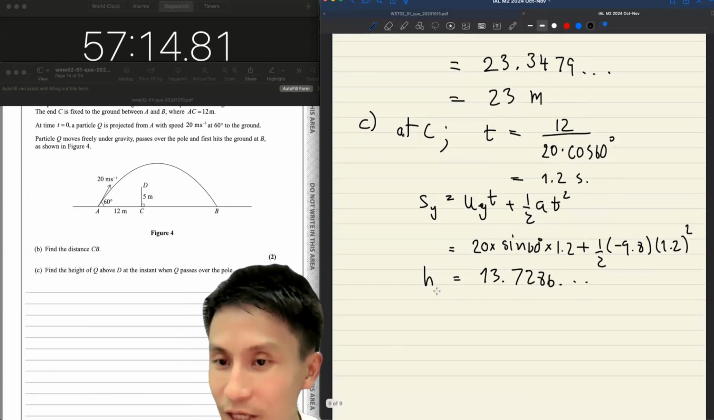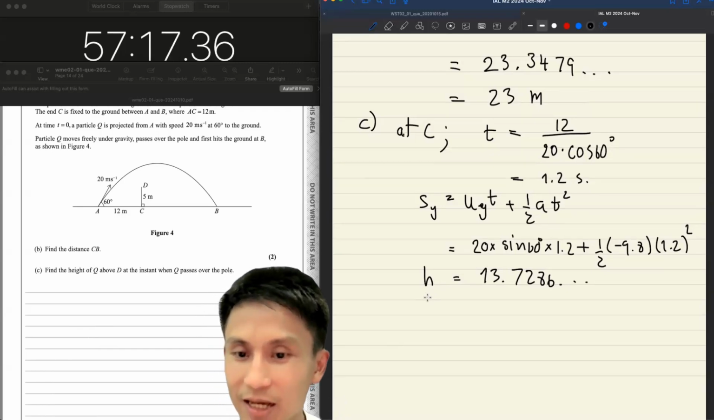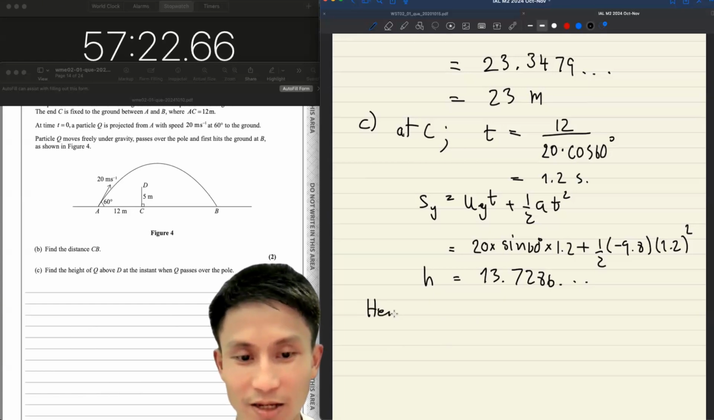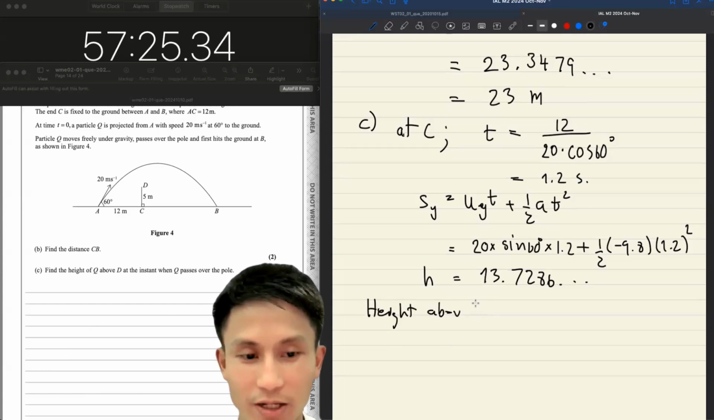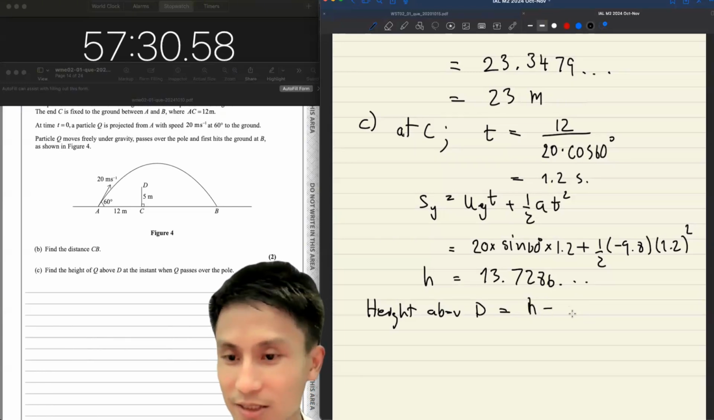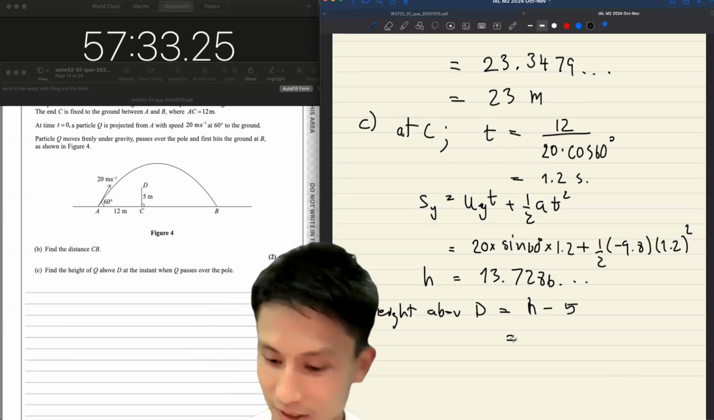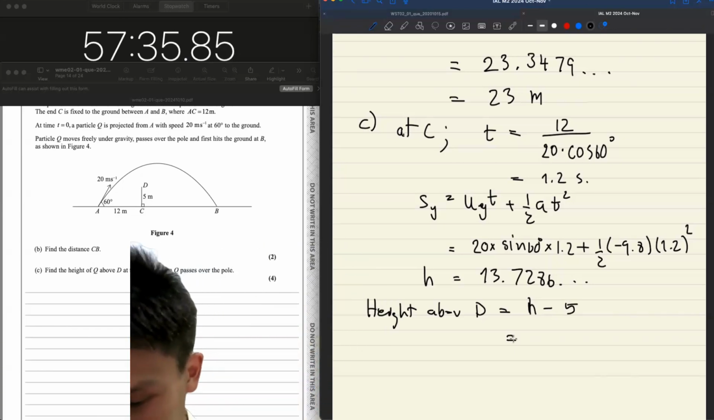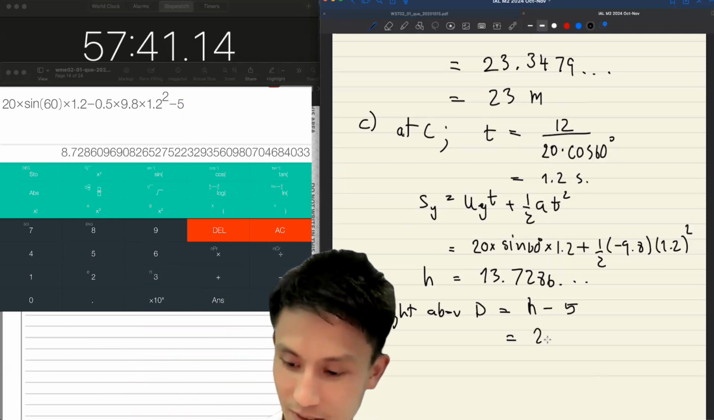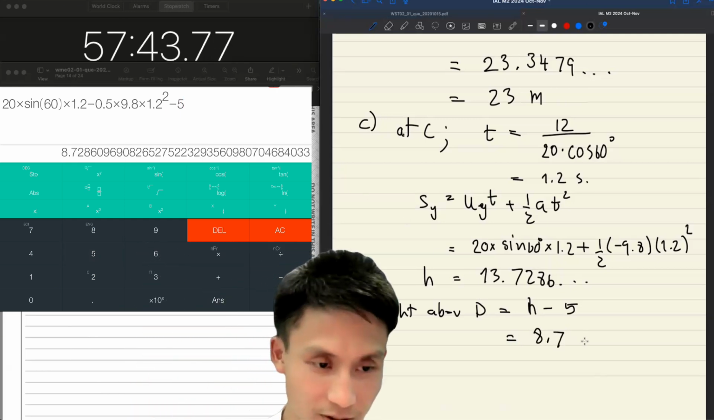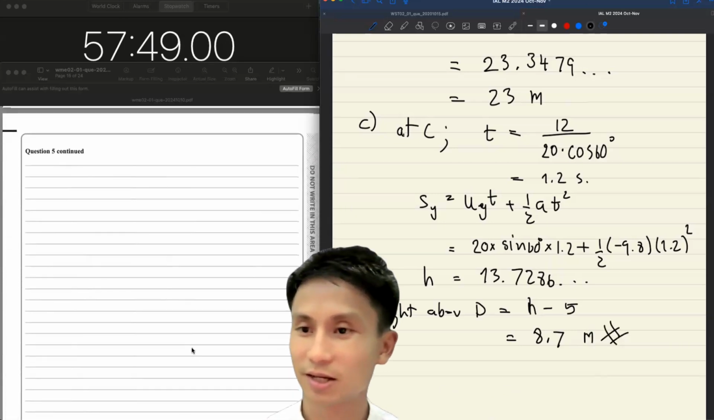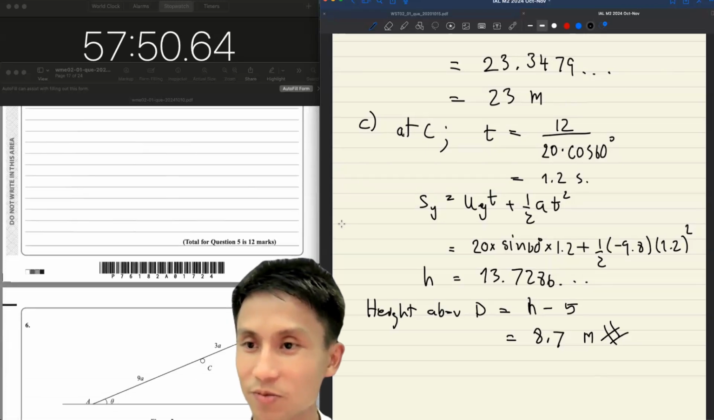We want the height of Q above D, not the height above the ground. So height above point D is equal to the total height minus 5. Okay, so that's going to be in my calculator minus another 5, I think. Yeah. So that's 8.7 meters. That's done. Let's skip to the next one. I think we're still good with time, I hope.